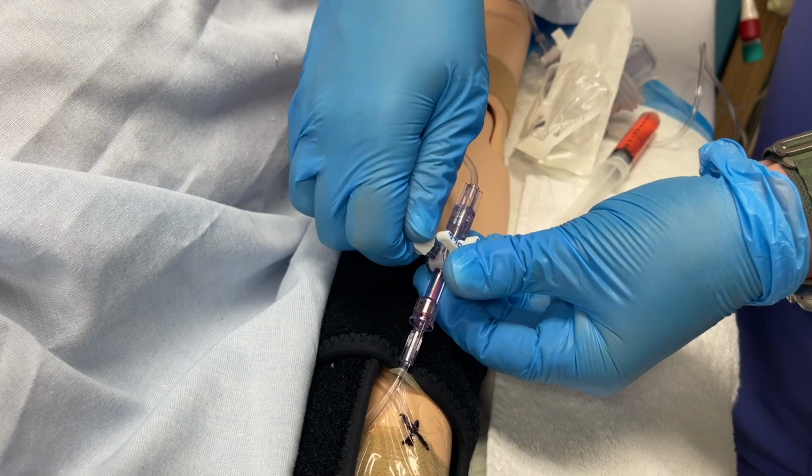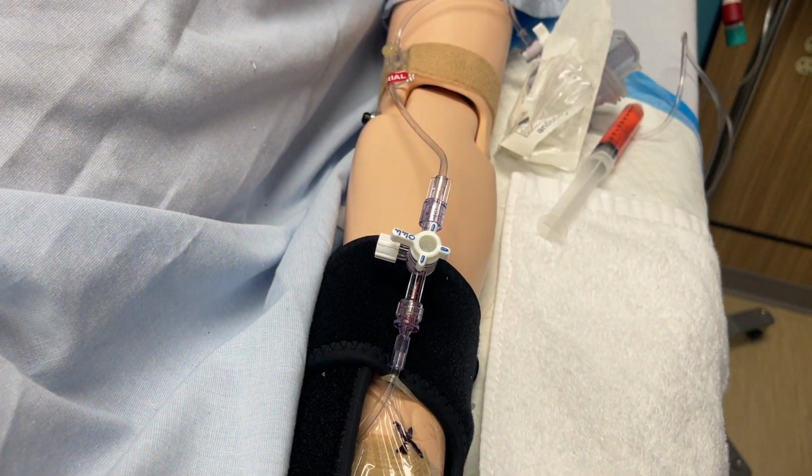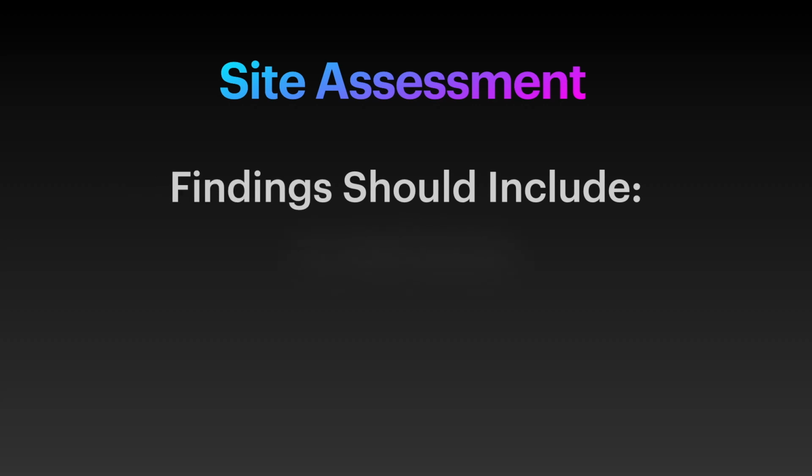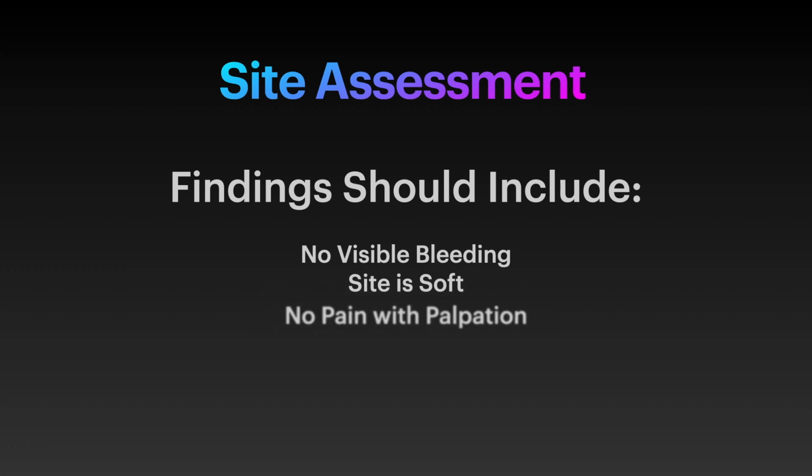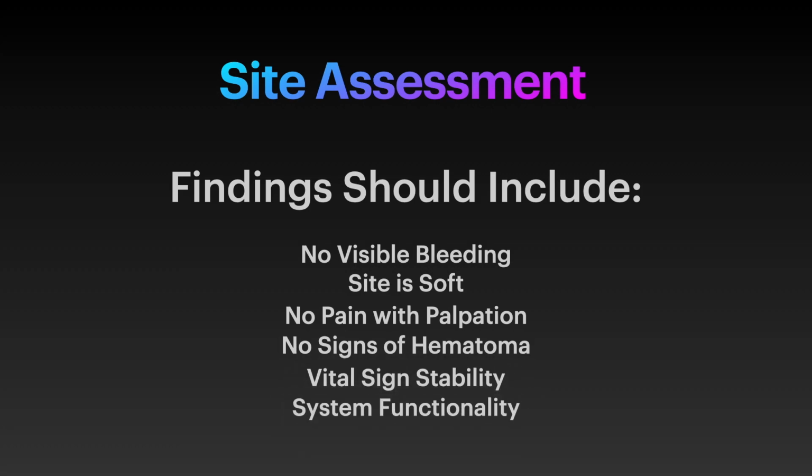Now that we understand the basic setup of arterial lines and their management, let's talk about site assessment. When we assess the site, which should be the very first thing you assess upon entering the room and the very last thing you assess upon leaving the room, your findings should include no visible bleeding, the site should be soft to palpation with no pain, no signs of hematoma, which can include a hard, painful knot under the skin, with or without bruising.